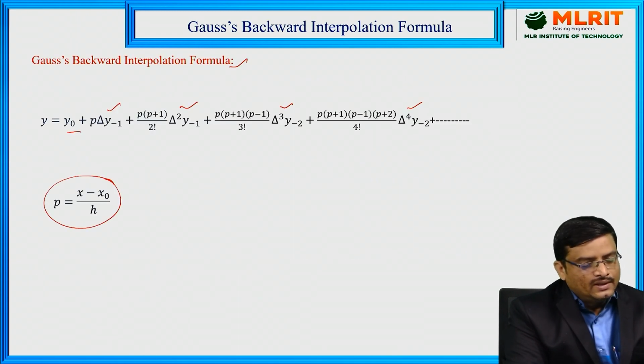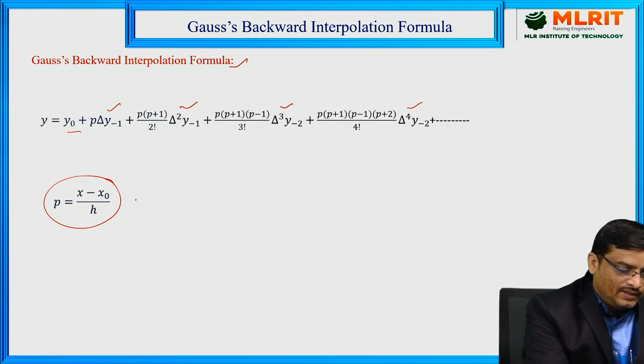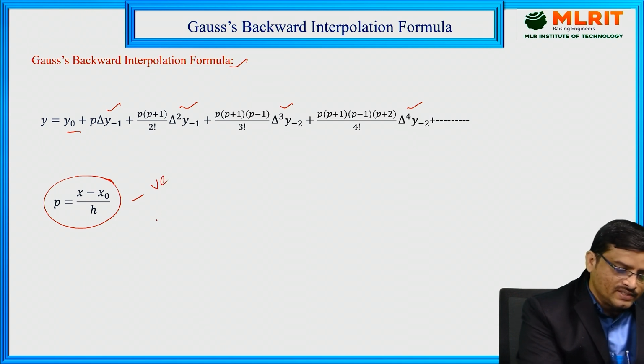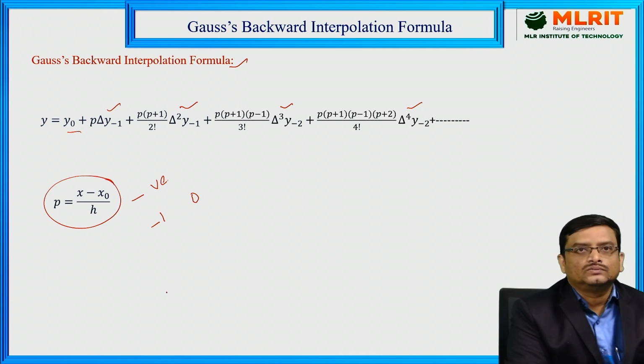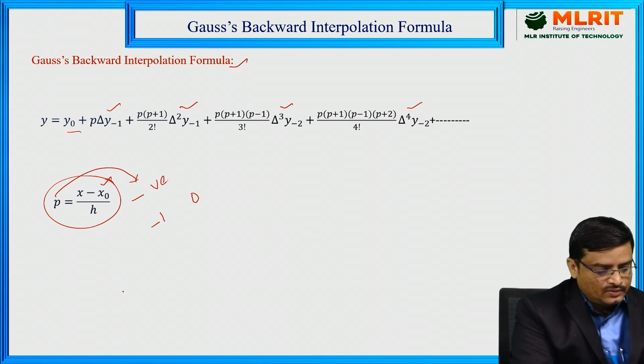Similarly, in the Gauss backward interpolation also, whenever we want to apply this Gauss backward interpolation formula, this p value should be a negative value. That is, always the p value lies between minus 1 to 0. In between minus 1 to 0. So in order to satisfy this condition for p, we have to consider our x naught value here.